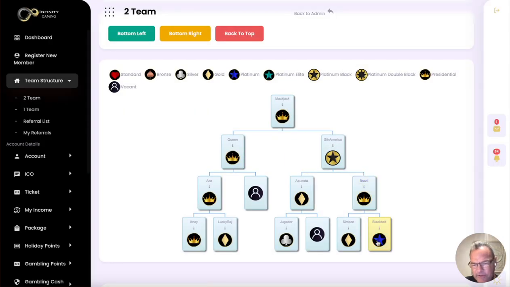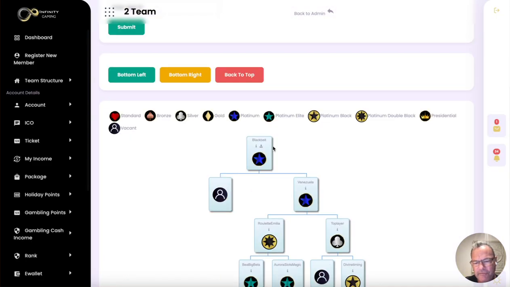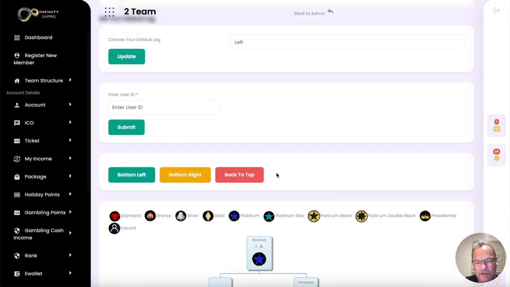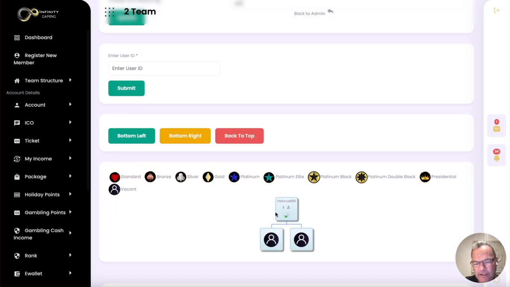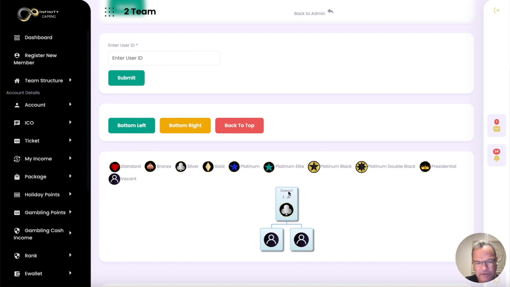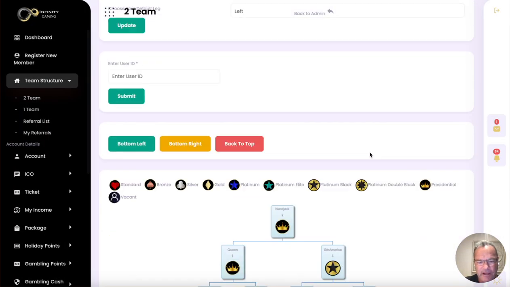You can click on that person, and that will then bring them to the top. And you can pretty much surf your way down and have a look at your business. You can go straight to the bottom right if you want to see the last person you put in, who actually turned up at the very bottom right. So you can see that they're there. You can then go to the bottom left, and that'll jump to the other side, to the last person on your left team. And of course, straight back to the top, just for ease of managing yourself around the binary.